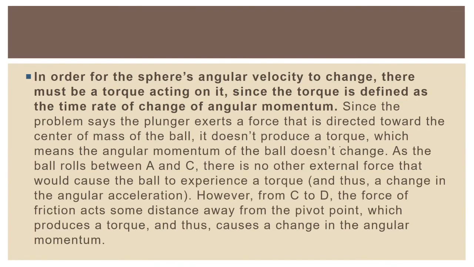Let's move on to an explanation here. Briefly explain your reasoning. I wrote, in order for the sphere's angular velocity to change, there must be a torque acting on it, since the torque is defined as the time rate of change of angular momentum. Since the problem says the plunger exerts a force that is directed towards the center of mass of the ball, it doesn't produce a torque, which means the angular momentum of the ball doesn't change. As the ball rolls between A and C, there is no other external force that will cause the ball to experience torque, and thus a change in the angular acceleration. However, from C to D, the force of friction acts some distance away from the pivot point, which produces a torque and thus causes a change in the angular momentum.